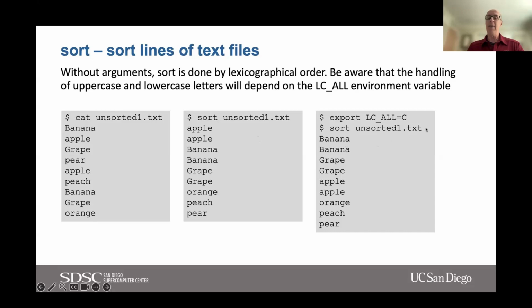But keep in mind that there is an environment variable, LC_ALL. We could set it to C, and then if we do a sorting, we will get the ASCII order sorting, where all of the uppercase letters appear before the lowercase letters. So now you see we have banana and grape, which are uppercase, followed by the lowercase words, apple, orange, peach, and pear.